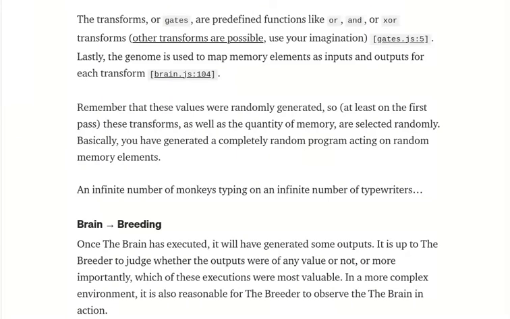Remember that these values were randomly generated, so, at least on the first pass, these transforms, as well as the quantity of memory, are selected randomly. Basically, you have generated a completely random program acting on random memory elements.